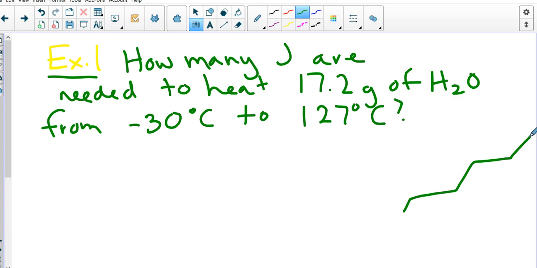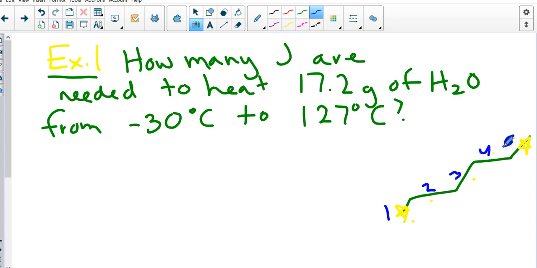Okay, so anyway, I'm starting at negative 30, so I'm going to label that, like I'm starting here. Okay, and then 127 is right here. So I'm about to have to do 1, 2, 3, 4, 5 math problems and add them up. Do you understand how I figured that out? Cool. So let's get started. And I'm just gonna call it 1, 2, 3, 4, 5.